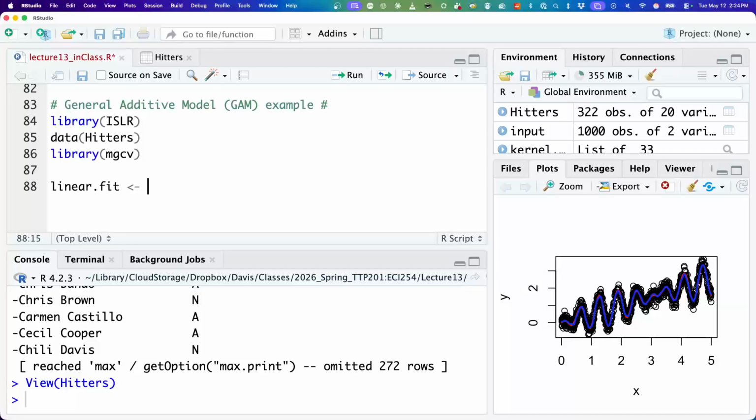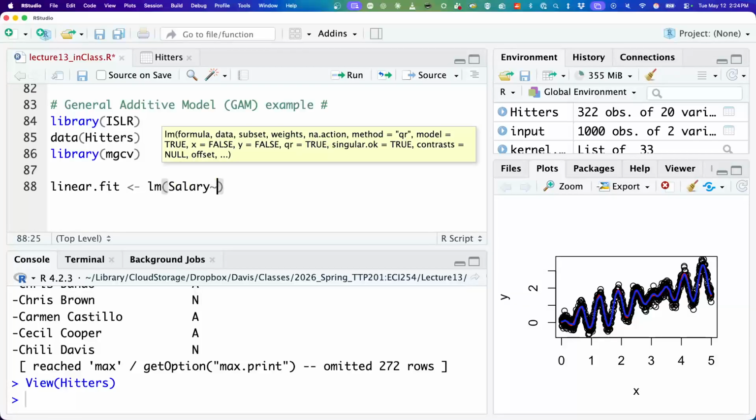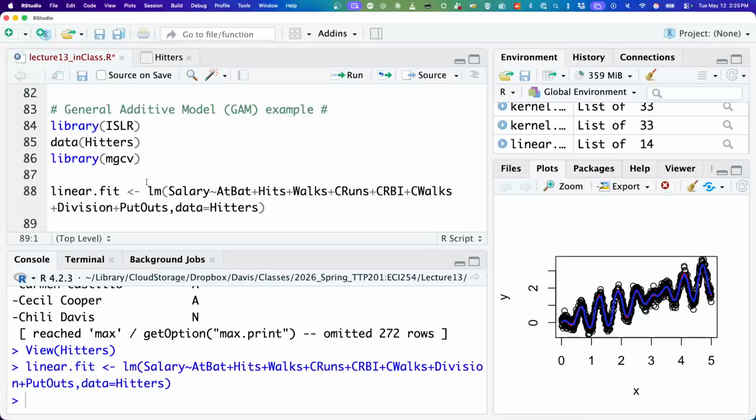I'm going to start with the linear fit first. So linear salary, and the variables I'm going to include are at bat, hits, walks, runs, or I should say, CRuns, CRBI, CWalks, the division they're in, and putouts. And this is all coming from the hitters data set. I can do a summary of this.